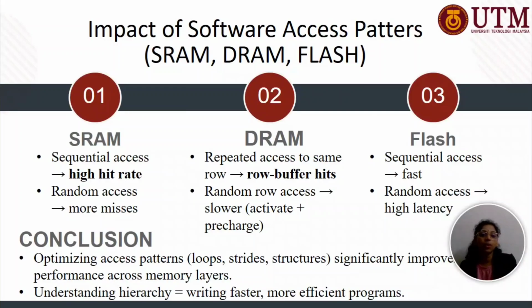Overall, understanding how memory works from cache to RAM to flash helps us to write software that runs faster and uses hardware efficiently. Even simple coding choices like loop order or array access can significantly improve performance.